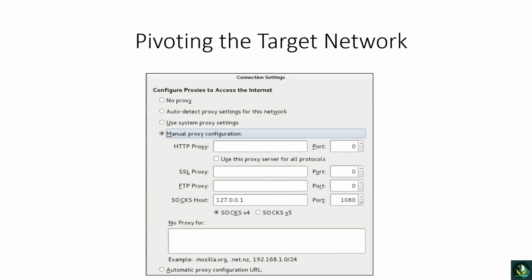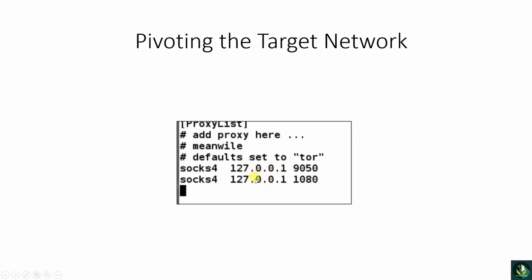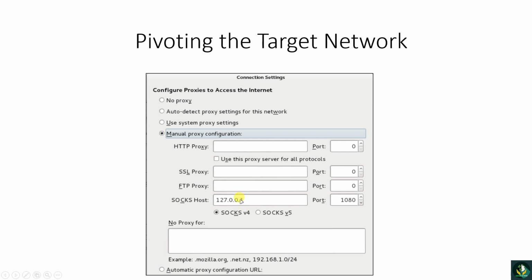As you can see, by default this is set to auto detect. We are just going to use this SOCKS. So make sure you use manual proxy configuration. What you have to do is use this host as the SOCKS host, make sure you use SOCKS4, and make sure you use port 1080 as you can see.